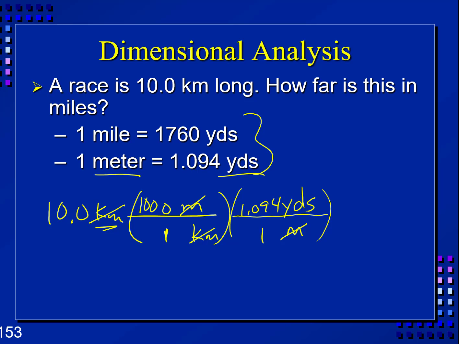So what unit do I want to get rid of? Yards. Where's it got to go? Yeah, you keep stringing these conversion factors together until you get where you want to go to, because you're really just multiplying by 1 every single time. What can I turn yards into? Miles. And miles, MI for miles. And it's 1 mile is 1,760 yards.